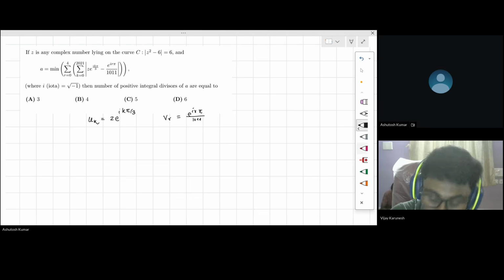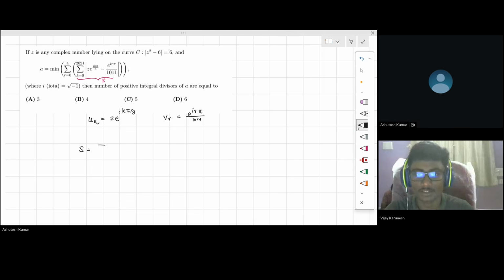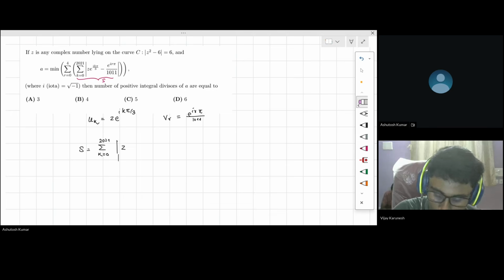So you focus on this summation here. Let's call this S first. So what I'm getting is summation k goes from 0 to 2021, and the magnitude of z, sorry, I've already taken this thing as uk. So uk minus vr mod. So not bk, actually, vr, correct?